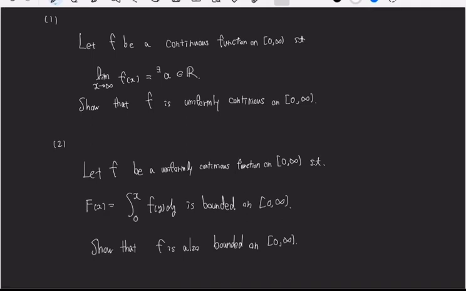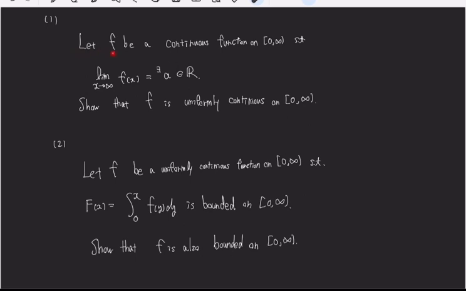In this video, I'm going to solve two exercises from the entrance exam of the graduate school of Tokyo Institute of Technology. These are very good exercises to understand the epsilon-delta definition of continuity. This is the first problem.